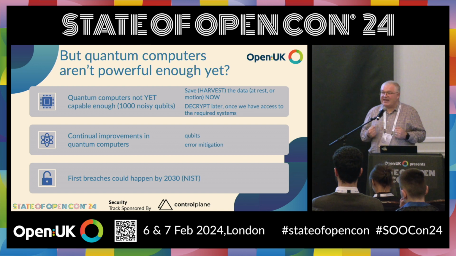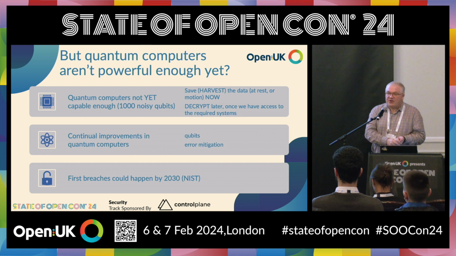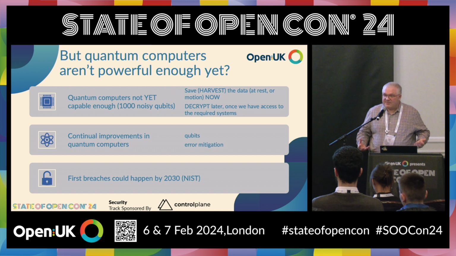So if you look at some of the bad actors out there, they can harvest all your data now. They can intercept your communications now. They can get that data that's at rest now. They might not be able to decrypt it, but they can save it. They can put it somewhere. Later on, when they have access to powerful quantum computers, they can decrypt it.